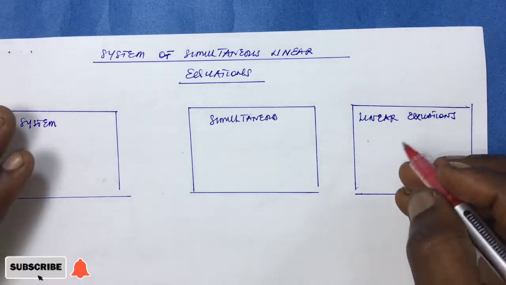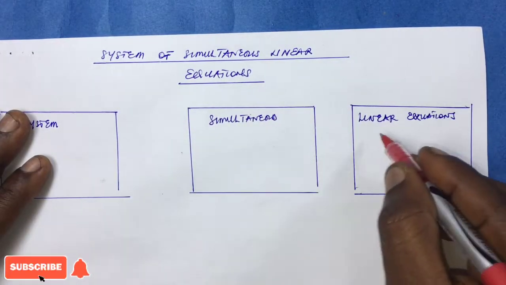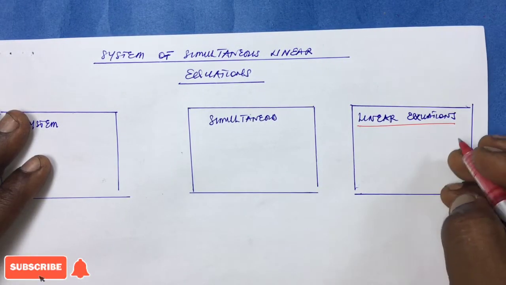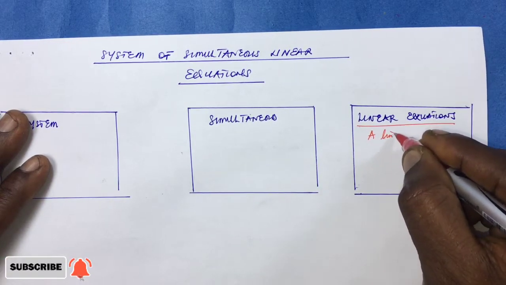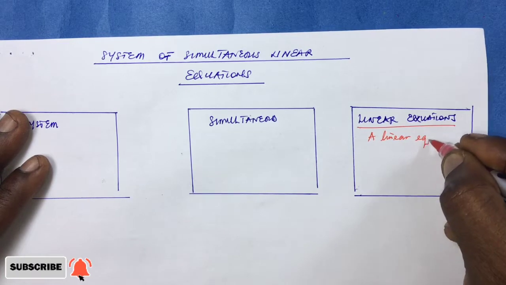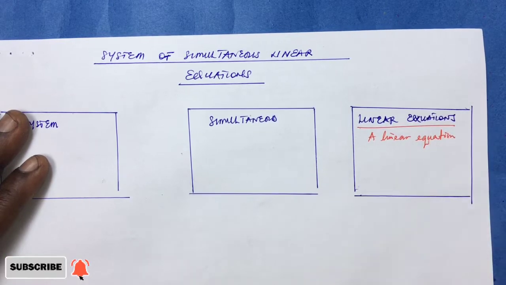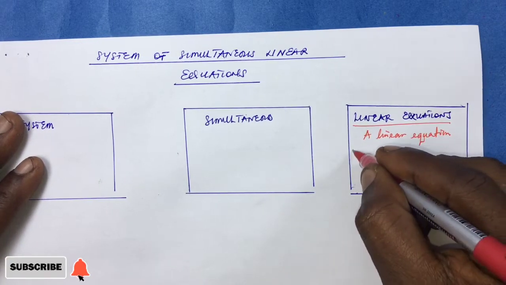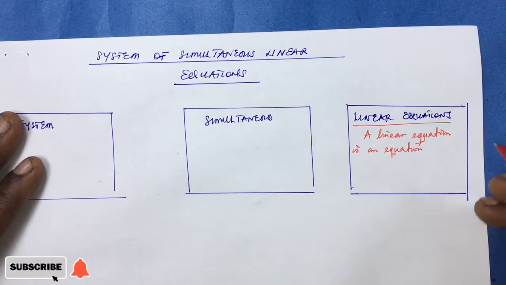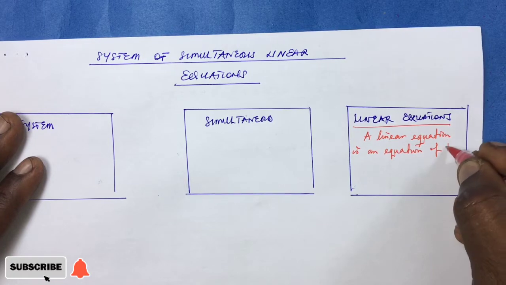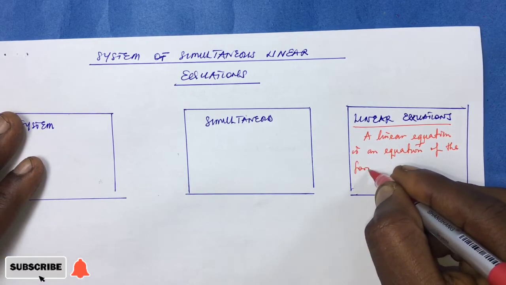Now, let me start with the words put together, linear equation. What we call a linear equation is this. A linear equation must first of all be an equation, of course. So a linear equation is an equation of the form.